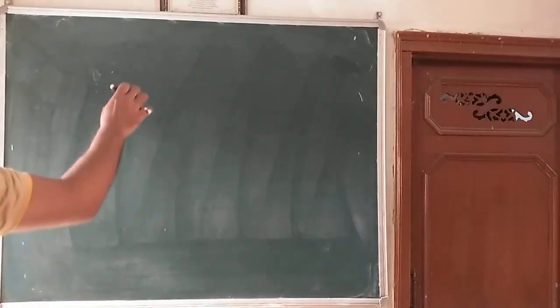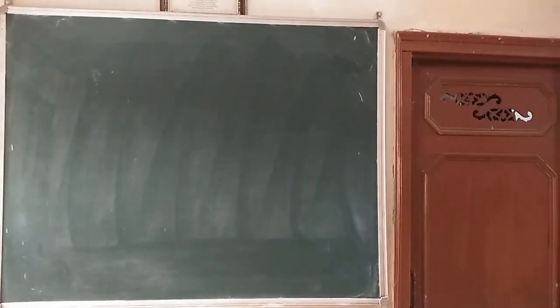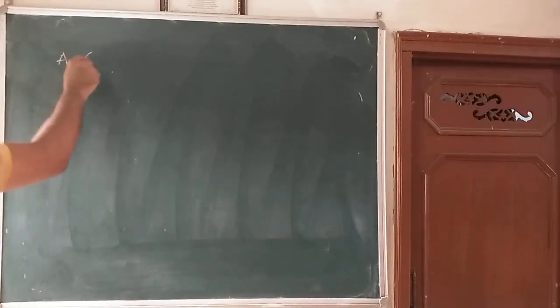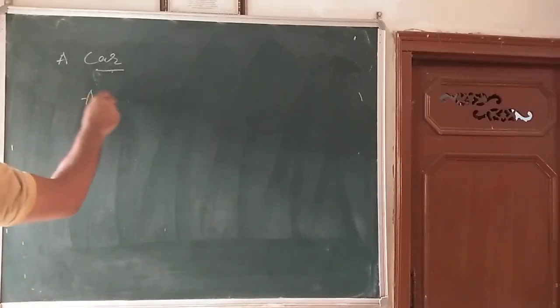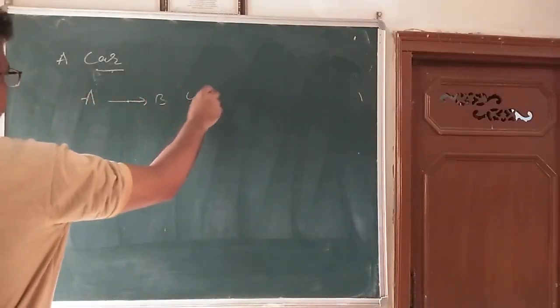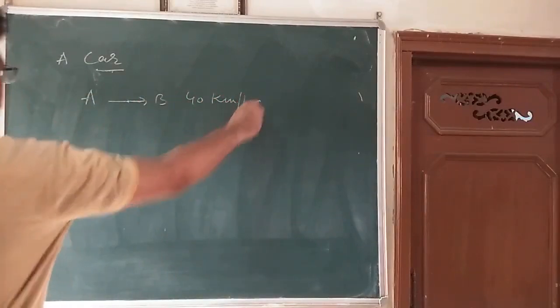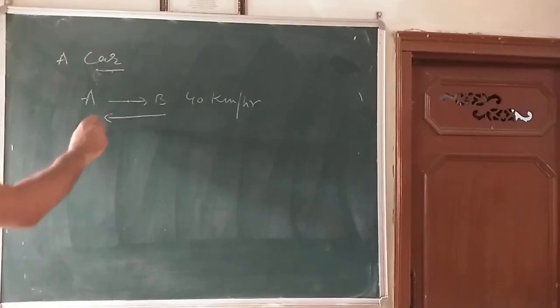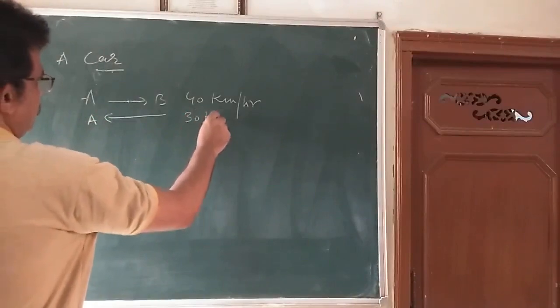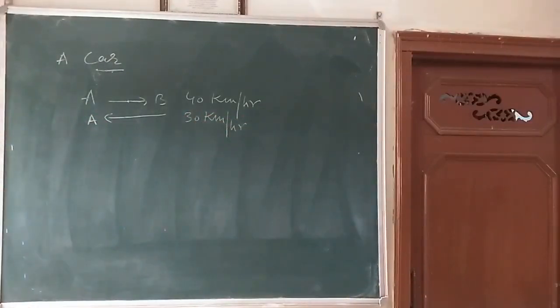Now, we take a very small numerical, one more numerical here. A car travels a distance A to B at a speed of 40 km per hour, and returns to A at a speed of 30 km per hour.